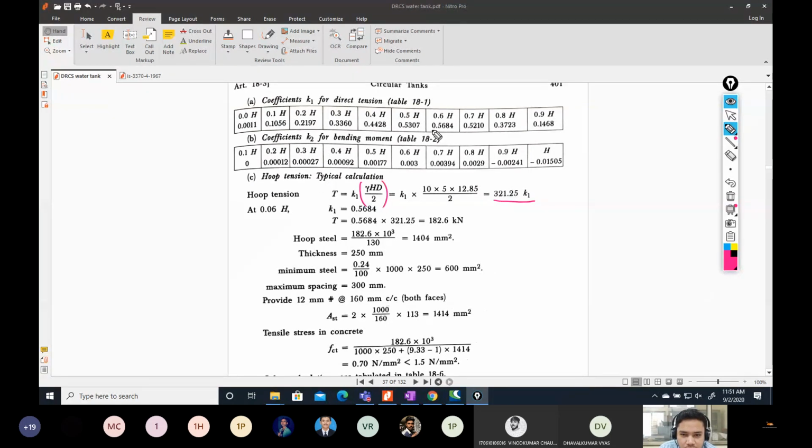But let us find it for the maximum value. So the maximum value is at 0.6. So let us take 0.6, K1 is equal to 0.5684. So this T is the maximum hoop tension. Maximum hoop tension is 182.6 kilonewton.